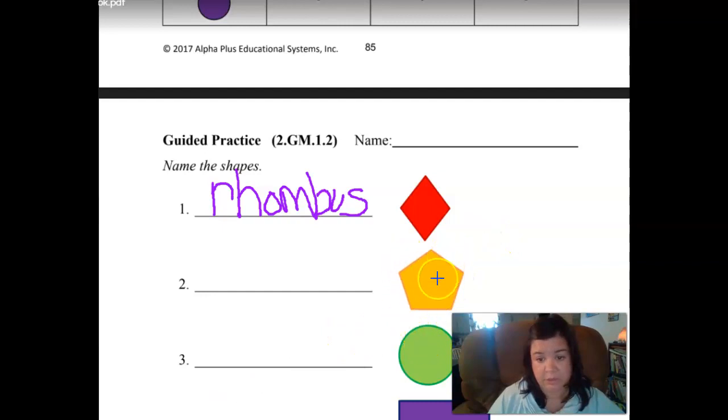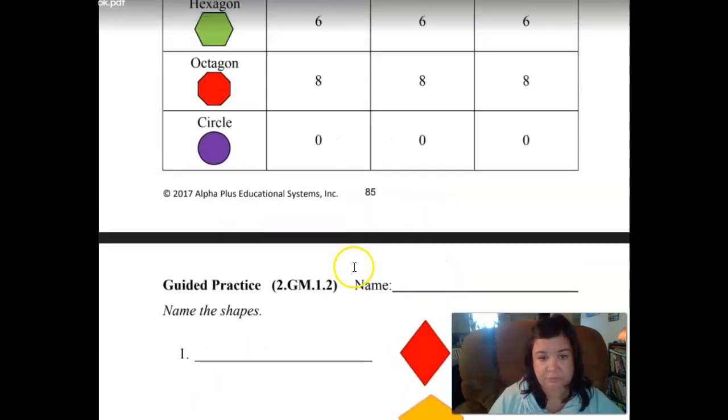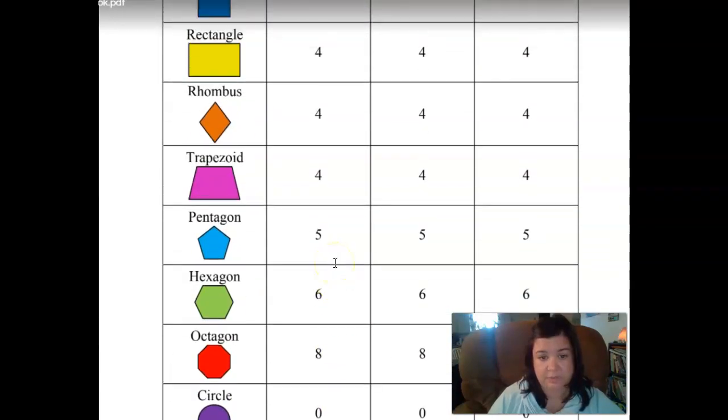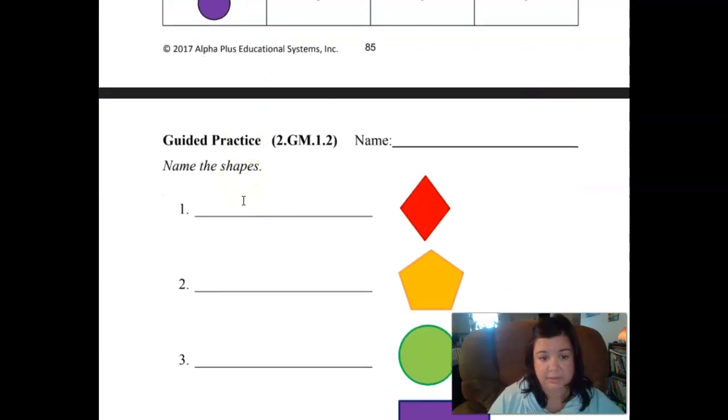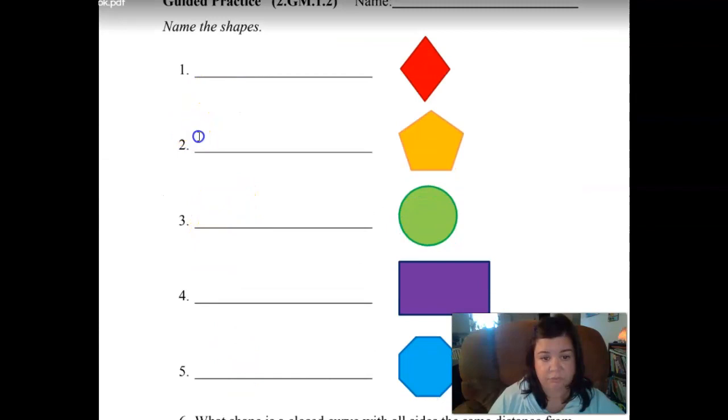Which is that one? 1, 2, 3, 4, 5. It's got 5. Which one has 5? Yeah, the only one that has 5 is the pentagon. Okay. So I want you to practice writing these.